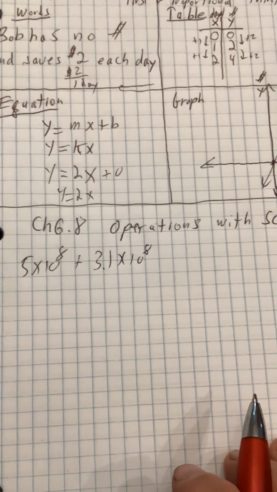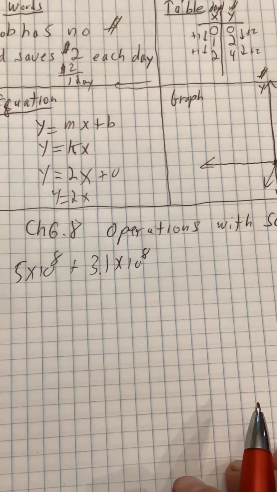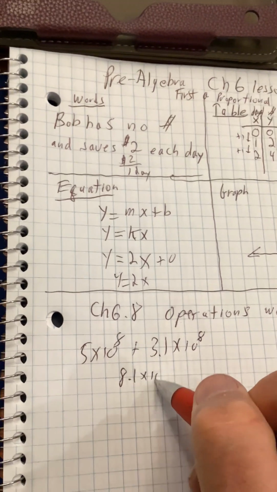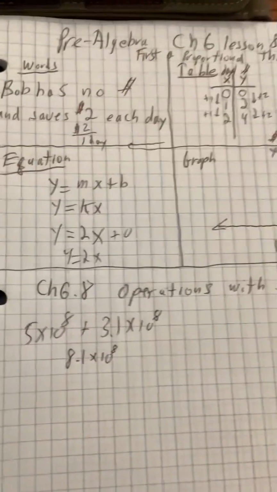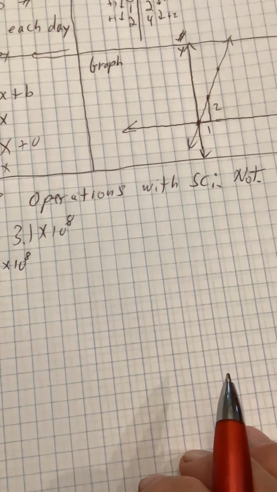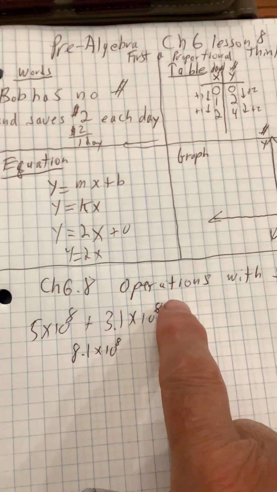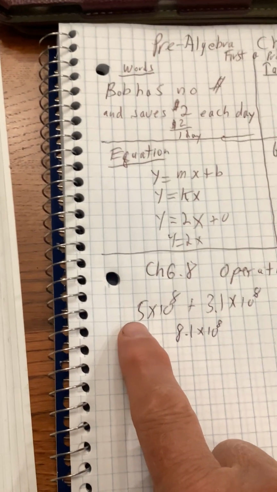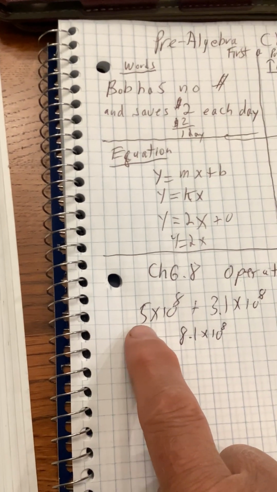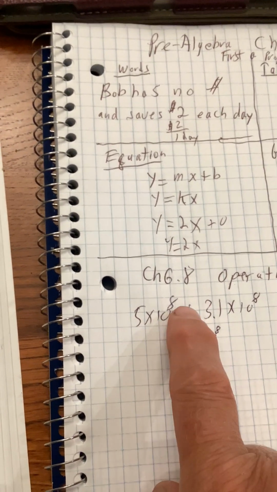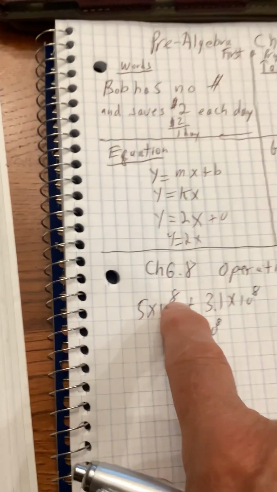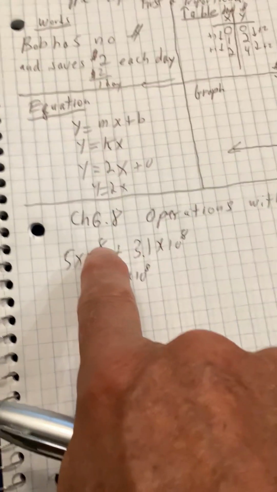What are you going to get? And you're just going to add those. You're going to get 8.1 times 10 to the 8th, right? So that's adding and subtracting, right? When the exponents are the same. Oh, so remember scientific notation, the first number is between 1 and 10, or greater than 1 and less than 10, times 10 to the, and then you have an integer here. When it's positive, that means it's a big number. And if that's negative, that means it's a small number, right?